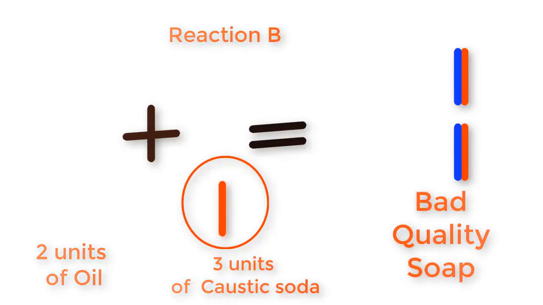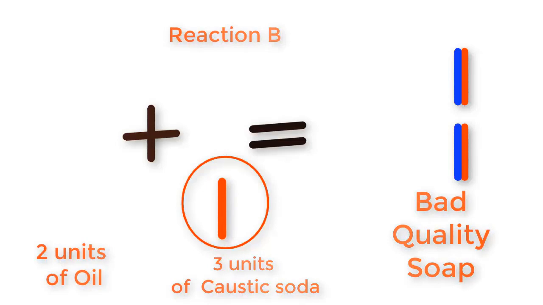Now, this 1 unit of caustic soda that is left behind can cause skin irritation, it can cause itching, or any other skin problem. This is an example of a bad quality soap. So how do you define a bad quality soap? A bad quality soap is a soap whose caustic soda was not completely consumed in a reaction or during the formation of the soap. In other words, we refer to it as excess caustic soda left behind.